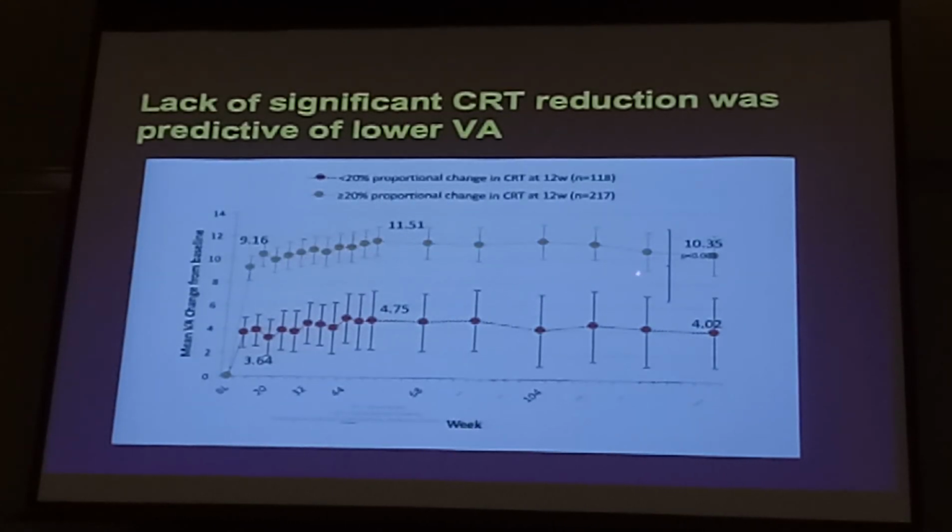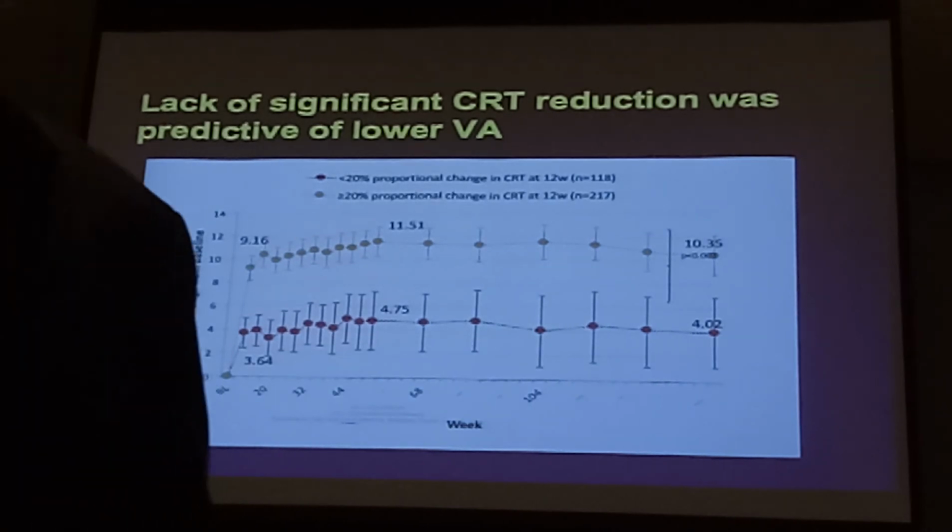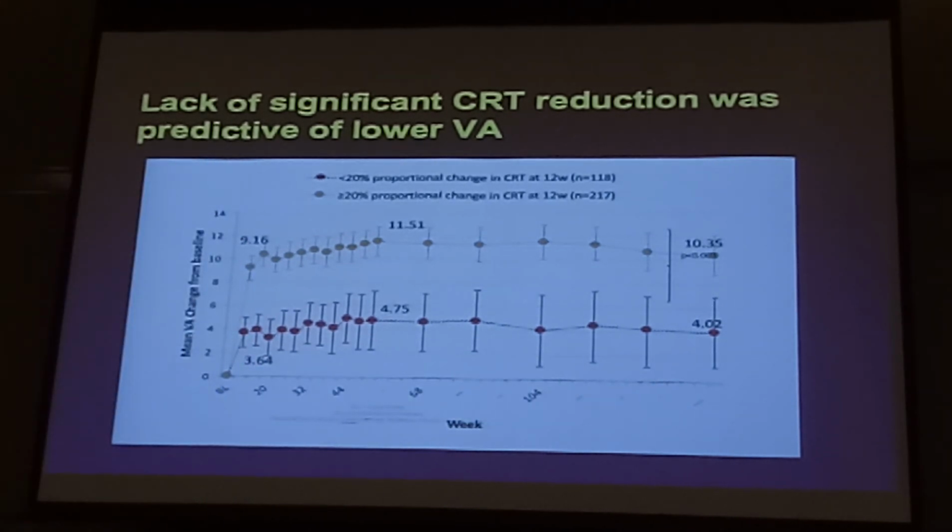Similarly with the thickness, OCT thickness, at 12 weeks, if there is less than 20% reduction in macular thickness, it looks like throughout the study, they are going to do very poorly. Okay? So, can you then, at 3 months, make the decision? The answer is possible. So you can start to see the pattern within 3 to 6 months.